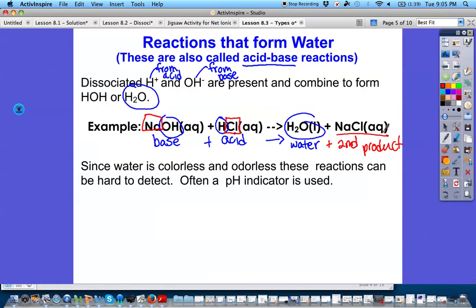Since water is colorless and odorless, these reactions can be hard to detect because we have a liquid product, and then we have an aqueous product. So we need to use a pH indicator to know that water is one of our products that is present.